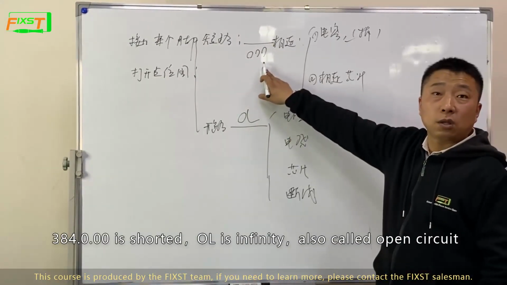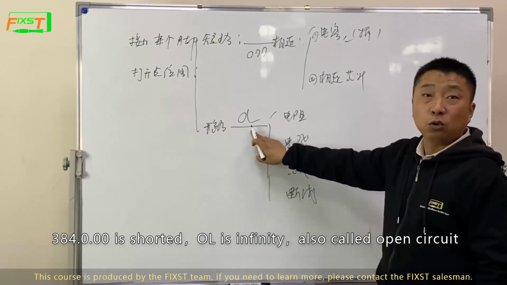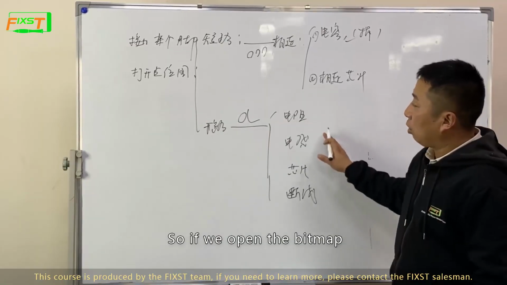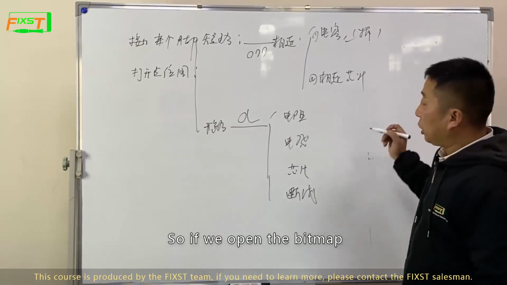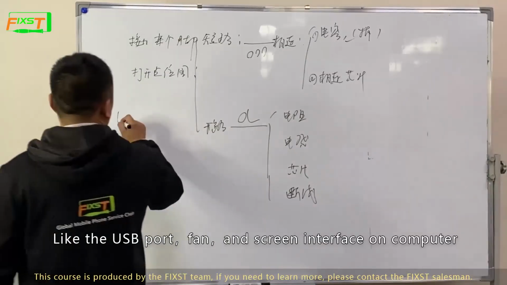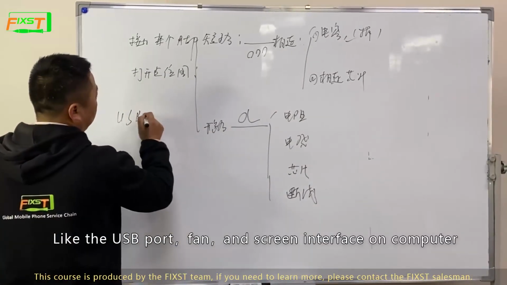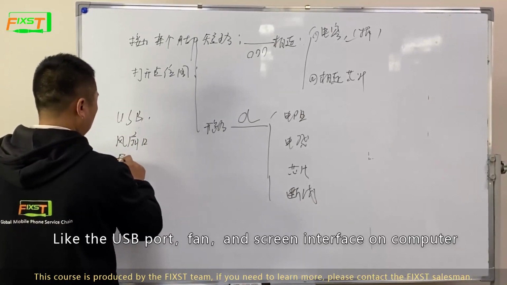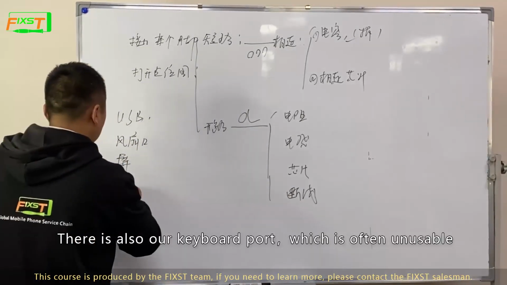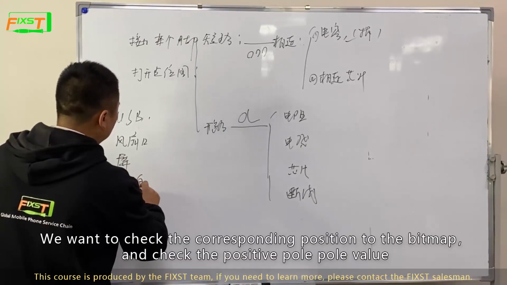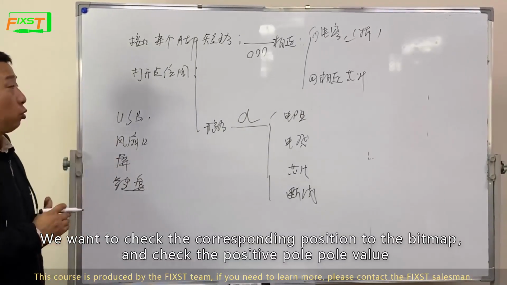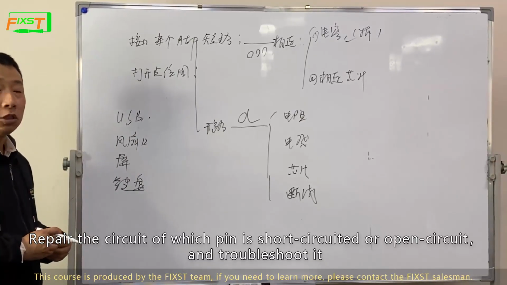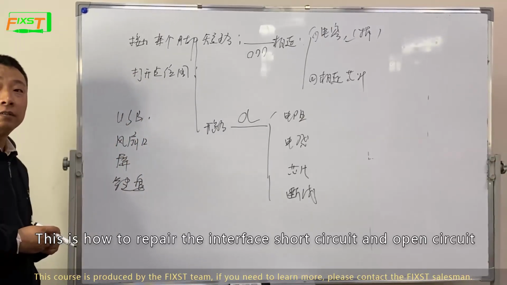0.0 is short-circuited. OL is infinity, also called open circuit. How to show the value displayed by the multimeter? So if we open the bin map, like the USB port, fan, screen interface on the computer. There is also our keyboard port, which is often unusable. We want to check the corresponding position on the bin map and check the positive pole value. Repair the circuit of which pin is short-circuited or open circuit, and troubleshoot it. This is how to repair the interface short circuit and open circuit.